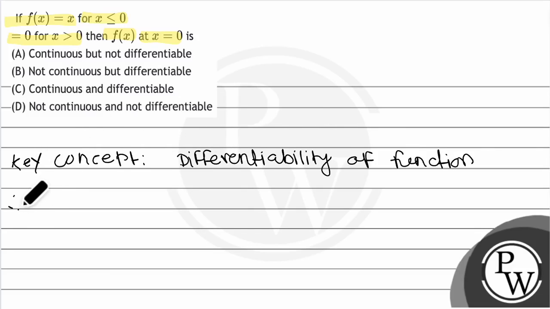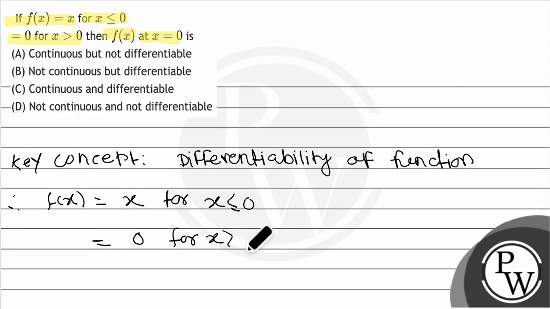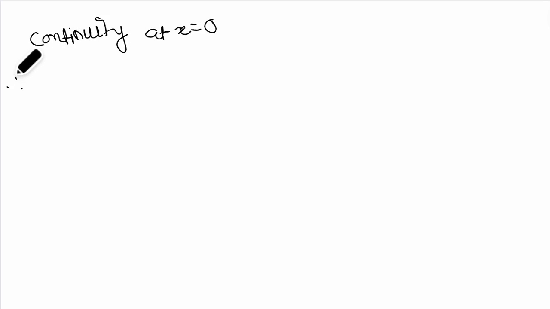Okay, so write down the given function as it is, that is f of x equal to x for x less than or equal to 0, and equal to 0 for x strictly greater than 0. Okay, so how do we solve this question? Given, we have to check the continuity at x equal to 0. We know guys, the given function is continuous means the right hand and left hand limit should be equal, right?